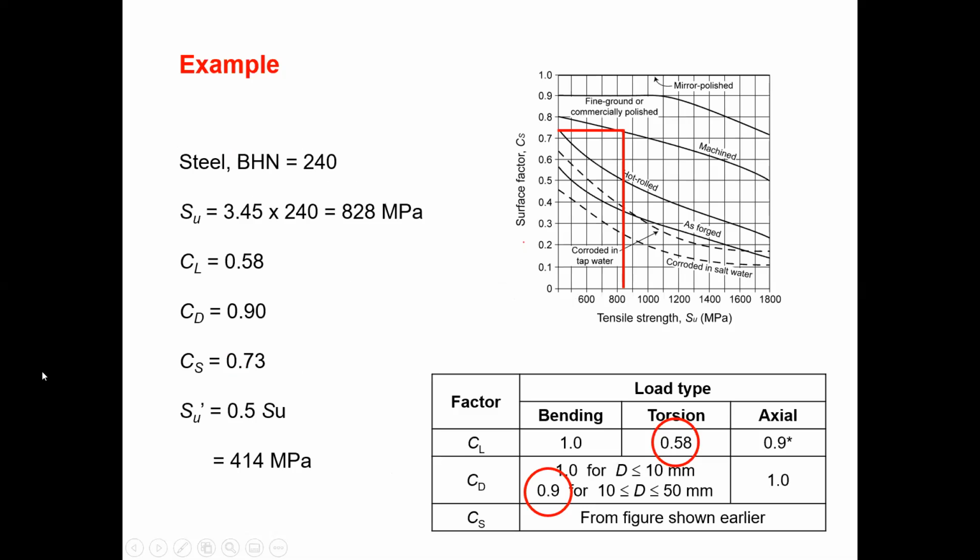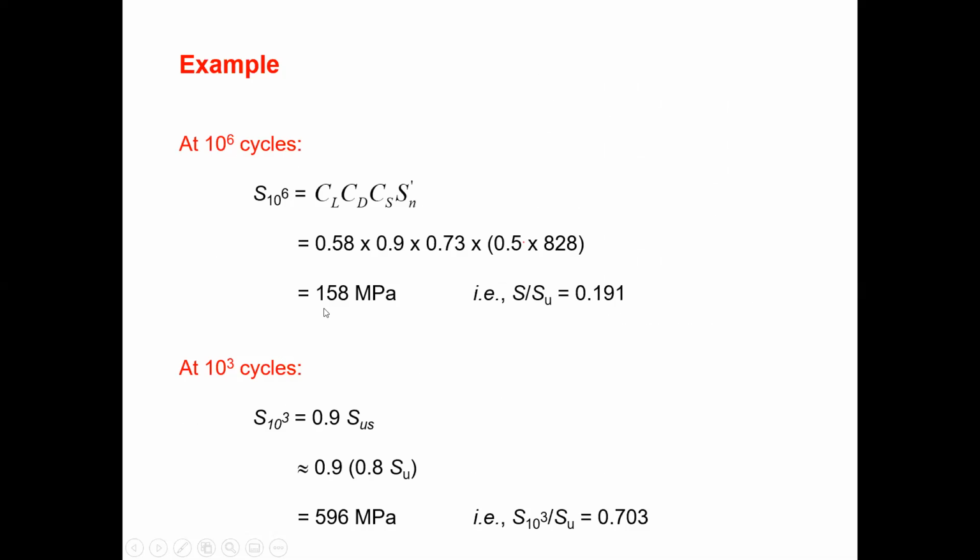So you can see here, even though it is 414, in here it is 158. Okay, so this is normalizing. Don't worry about that. When you draw the graph, you need to divide by SU. That is normalizing, generalizing. So we will draw the y-axis between 0 and 1. That's why. So at the 10 to the power 3 cycle, the fatigue strength is equal to 0.9.